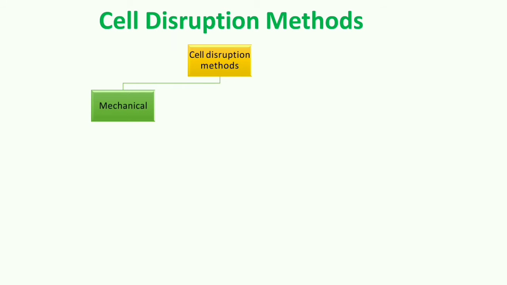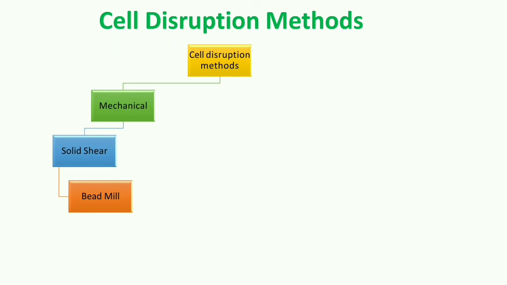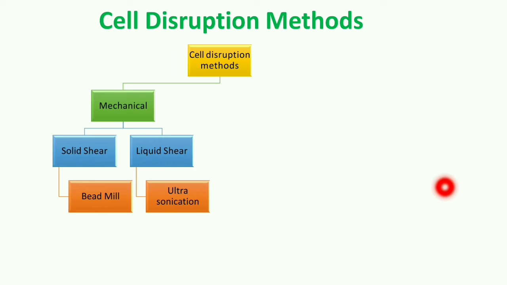Mechanical as well as non-mechanical forces can be used to bring about disruption of cells. When we talk about mechanical forces, solid shear can be used to bring about homogenization. Use of electric homogenizers, mortar pestle, simple blenders, abrasives like bead mill are included in this category. One can also use liquid shearing forces to bring about destruction of cells. Use of ultrasonicators or French press is included under this category.